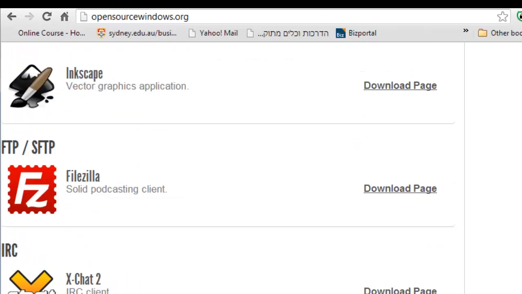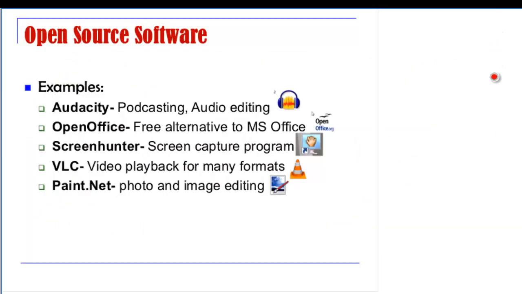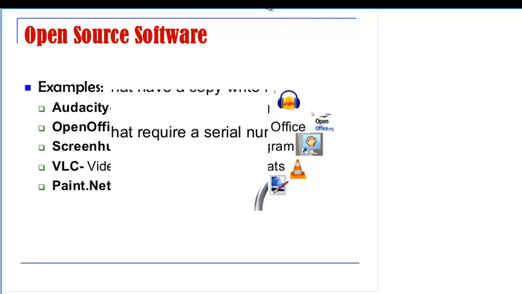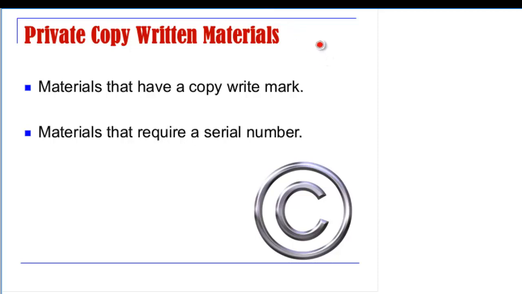But there are a lot of options available in the open source category. And I would definitely encourage you, if you're looking for something that could help your productivity, before you spend a lot of money, to check the open source alternatives. Okay. So now let's talk about private materials.